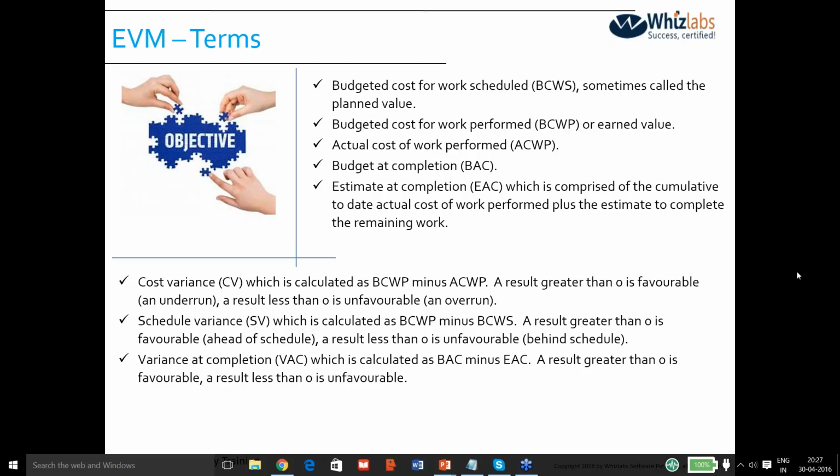Now this clarification is very, very important. If you are not able to understand it, then the subsequent slides, whatever I talk about, would be absolutely useless. Okay. Then you have the earned value, which is budgeted cost for work performed, BCWP, or earned value. We also say EV.